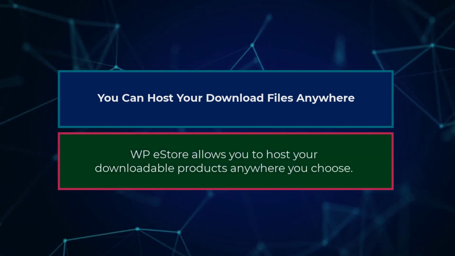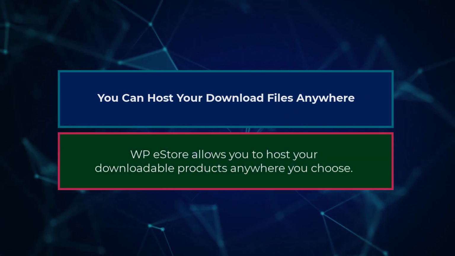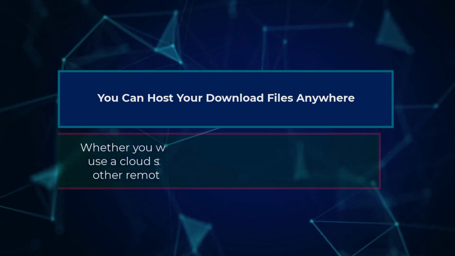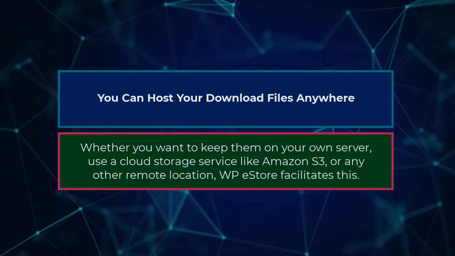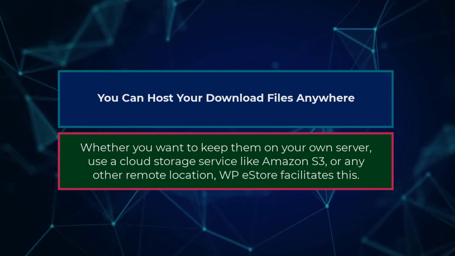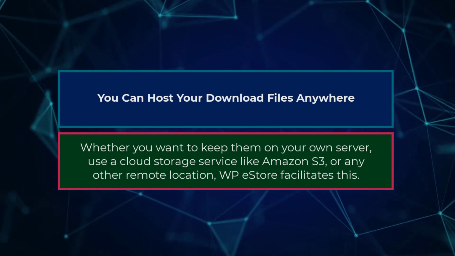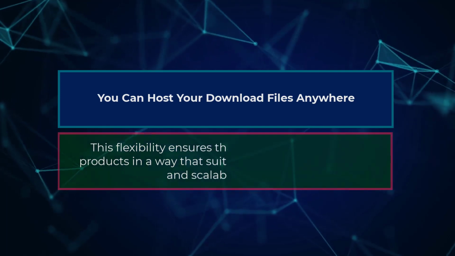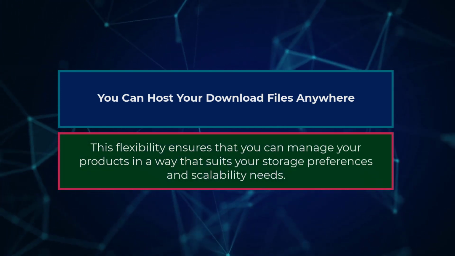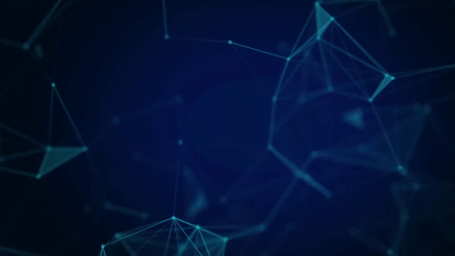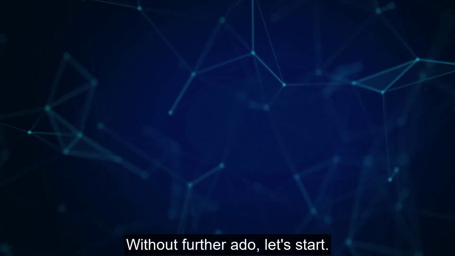WP eStore allows you to host your downloadable products anywhere you choose. Whether you want to keep them on your own server, use a cloud storage service like Amazon S3, or any other remote location, WP eStore facilitates this. This flexibility ensures that you can manage your products in a way that suits your storage preferences and scalability needs. Without further ado, let's start.